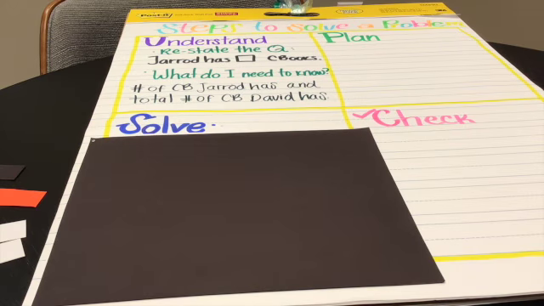Okay, so in order to read the problem, first we need to reread the problem to be able to understand, okay, what is the information that I know, what do I need to know, and then try to plan or make a strategy to solve the problem, and then ultimately check or justify our answers, okay?